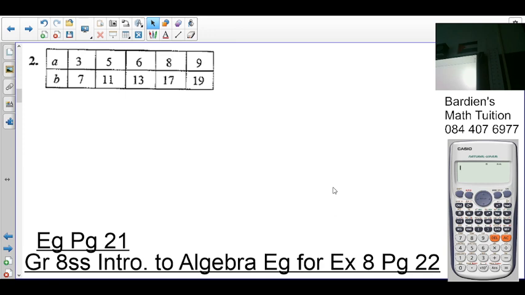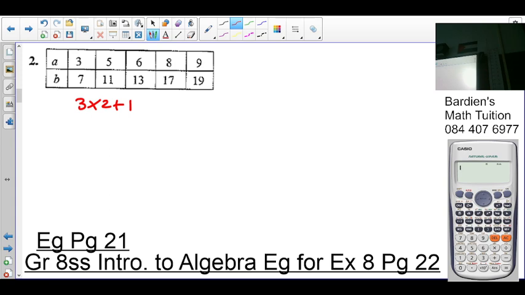Okay, here we got A. If A is 3, B is 7. So think about this now. If A is 3, B is 7. If A is 5, B is 11. When A is 6, B is 30. So what happens to this number actually? What happens to 3 to get 7? Times 2 plus 1. Not so?